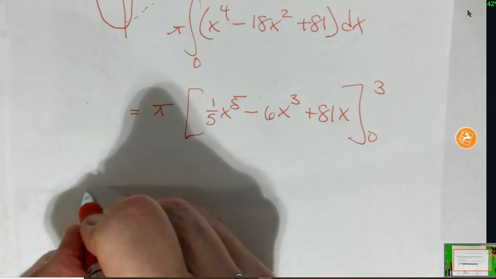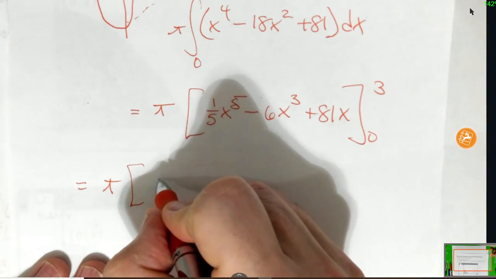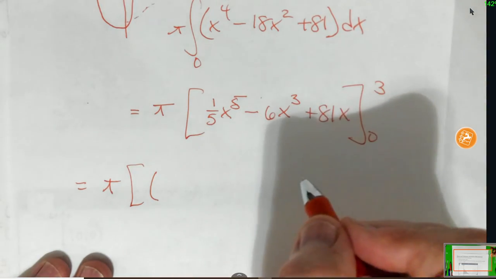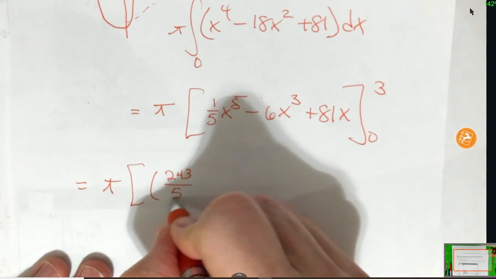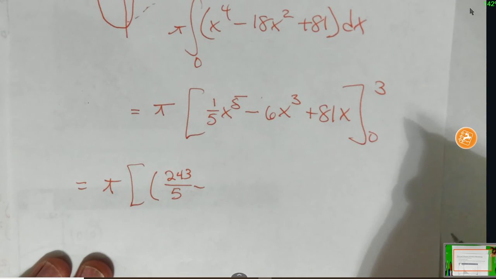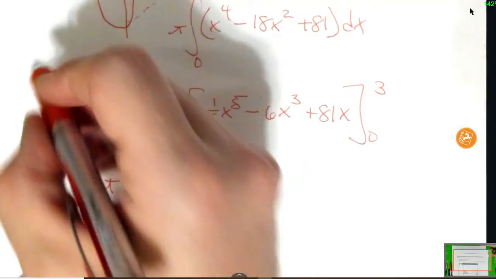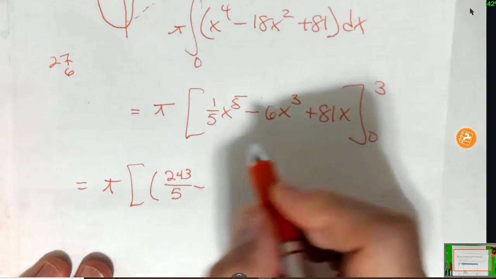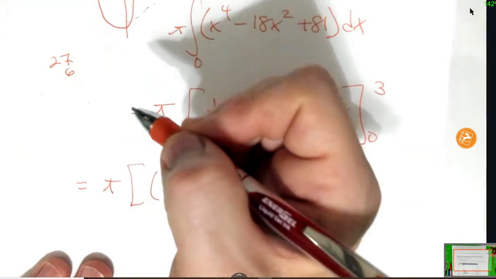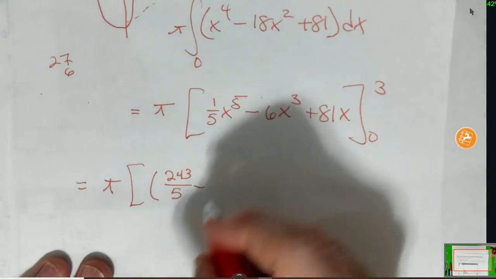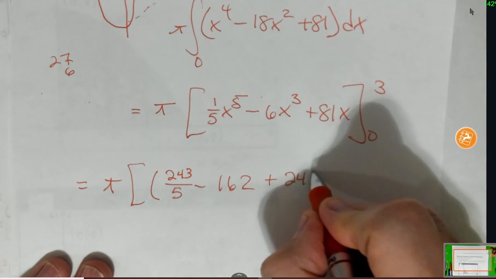Okay, well, this is pi. Okay, let's get ready for some ugly things here. Let's see, 3 to the 4th is 81, so that's 243/5 minus 50. Okay, that's 27. 27 times 6 is 162, and this is 243.